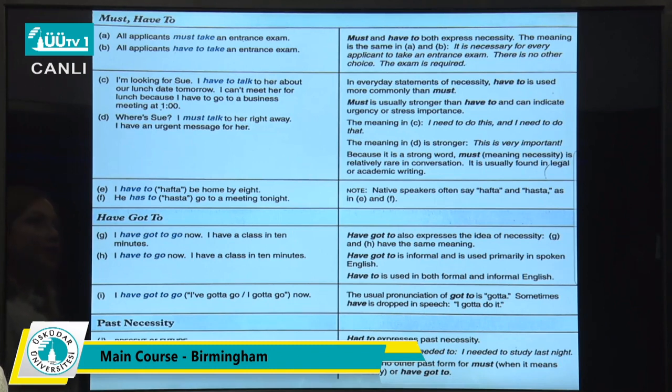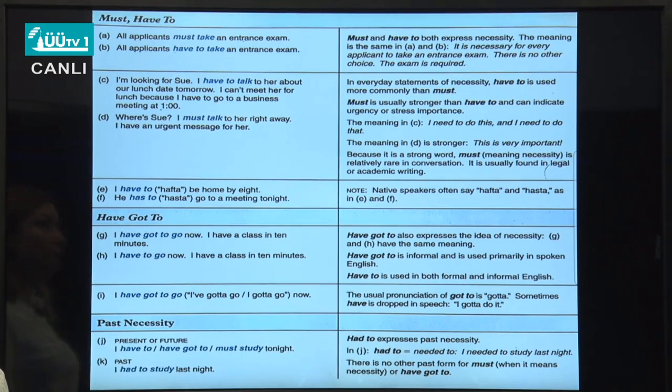All applicants must take an entrance exam, or all applicants have to take an entrance exam. Here, both of the verbs express necessity. The meaning is the same. It is necessary for both of the applicants to take the exam. So we can use must or have to. There is no choice. The exam is required. They need to do it. It is mandatory. What about examples C and D?